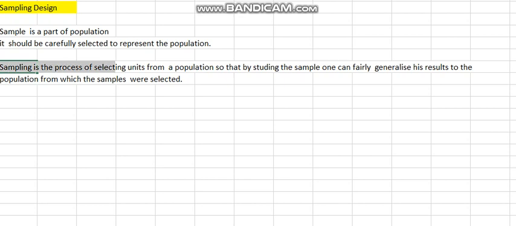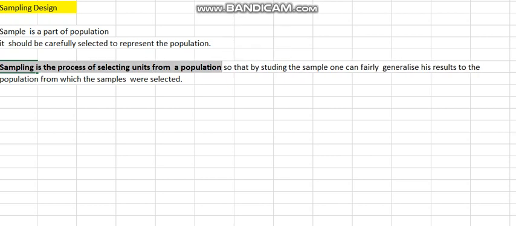Sampling is the process of selecting units from the population. That is the most important thing. It is a process of selecting units from the population, so we can easily generalize the result of the sample study as the result of the population. That is the concept of sampling.